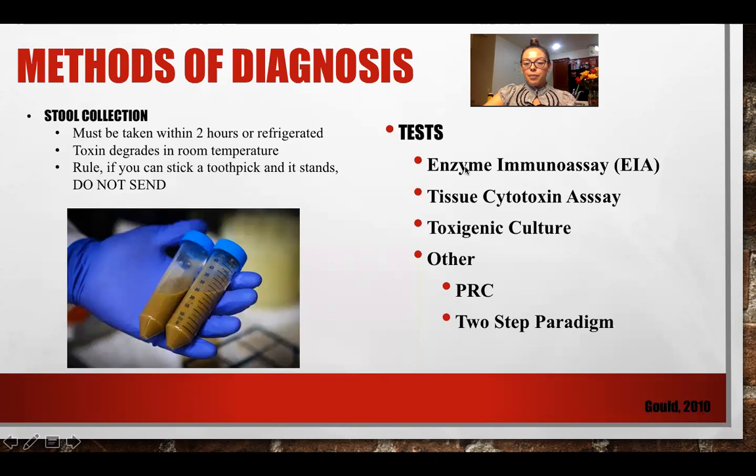For tests, there's the EIA, the tissue cytotoxin assay, toxigenic culture. The EIA is the most common. The thing is, it's fast and easy, but it has poor sensitivity. The one that's used in my workplace is called the two-step paradigm. They use 2 tests to test one and then the other. I was told it tests for toxins at first and then for antigens. Okay. So that's how they test for C. diff.